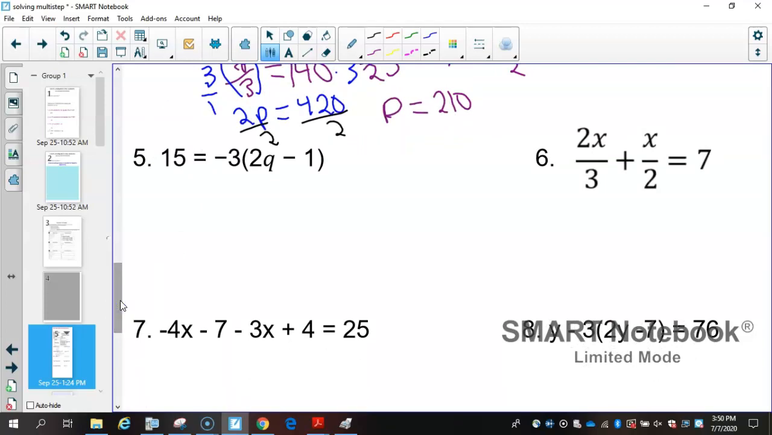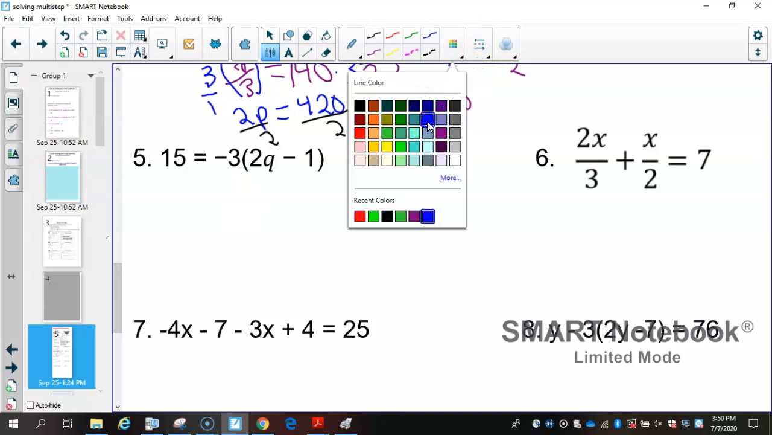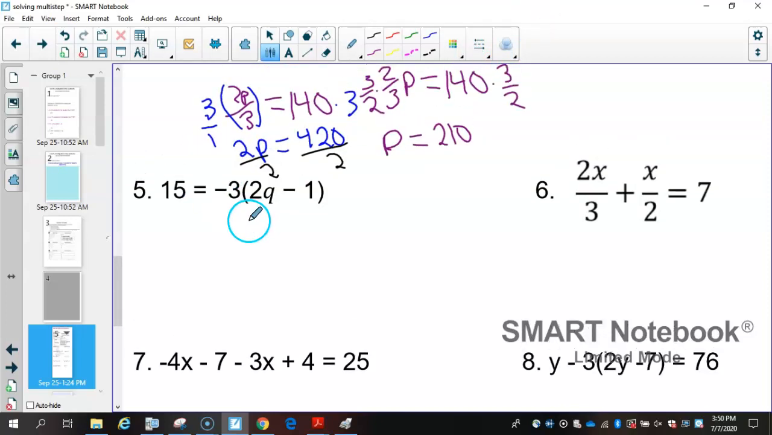All right, let's talk about number 5. I'm not going to do number 5 completely. I just want to show you that this is different and that there are 2 different ways to do this, which is why I said these rules or these steps aren't absolute, like you don't have to follow them to a T.